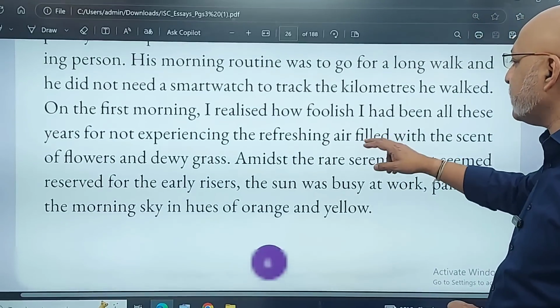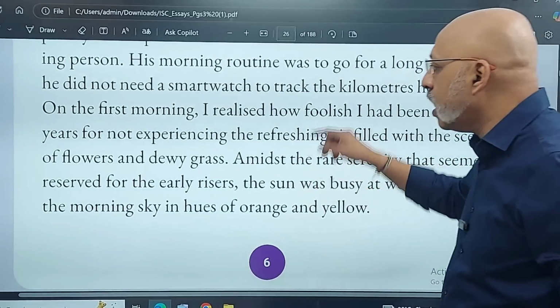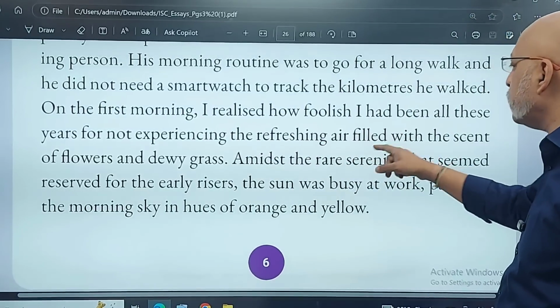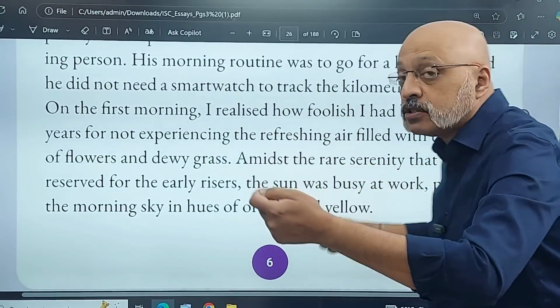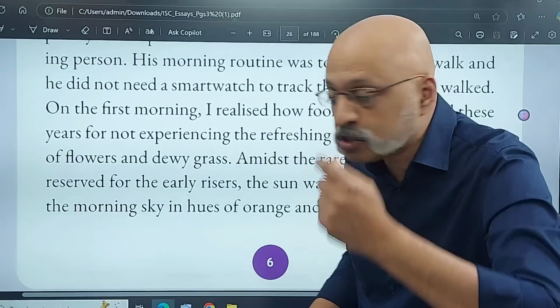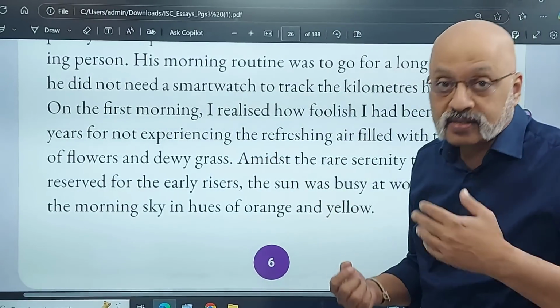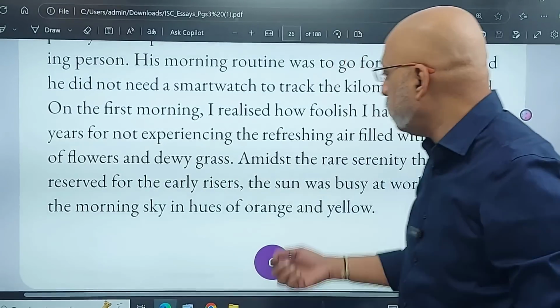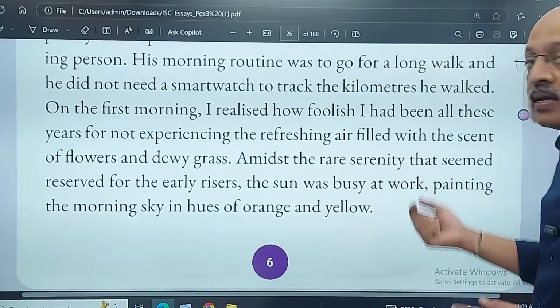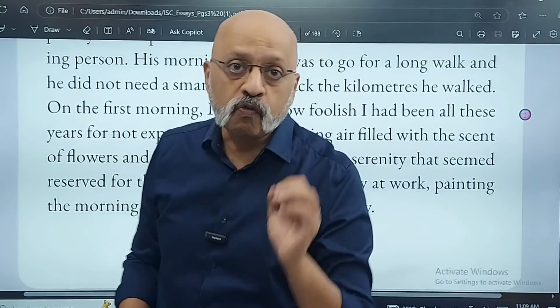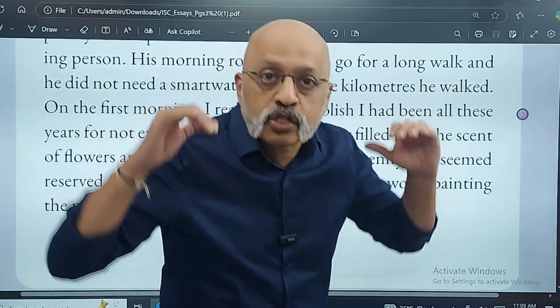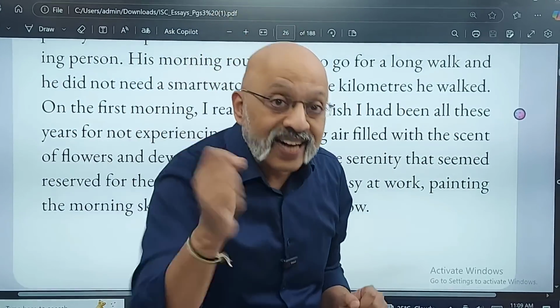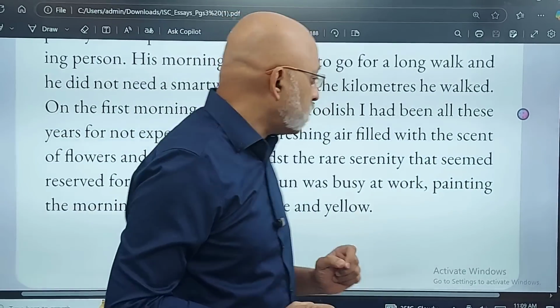On the first morning, I realized how foolish I had been all these years for not experiencing the refreshing air filled with the scent of flowers, the sense of smell, and dewy grass. Now, that is something which you are observing. Amidst the rare serenity, now look at the choice of words. It gives you a soothing kind of feeling. That's what is needed in a quality descriptive essay.